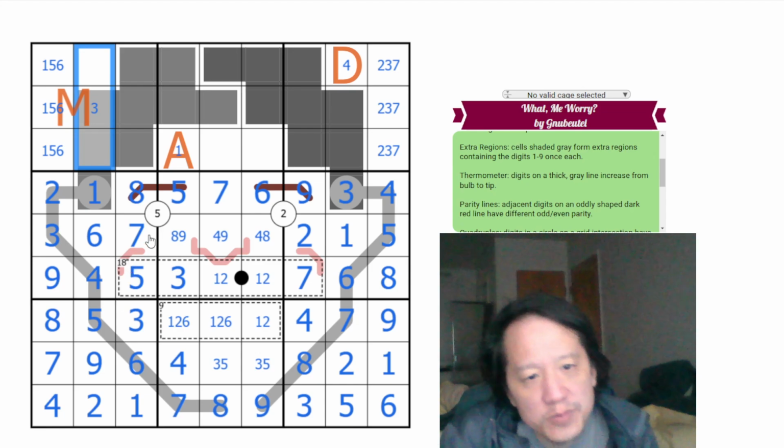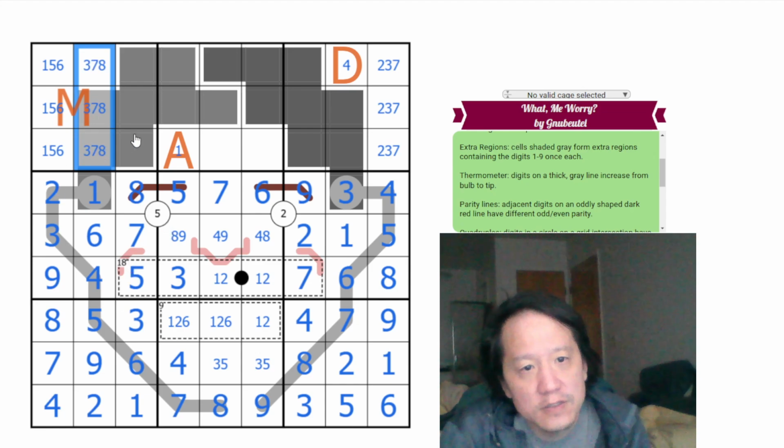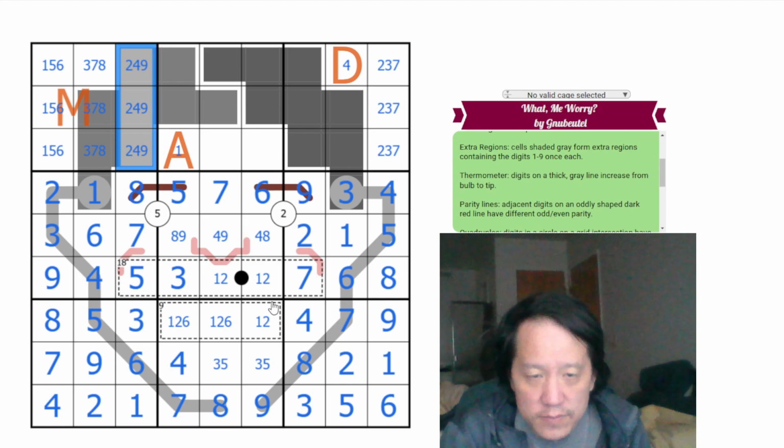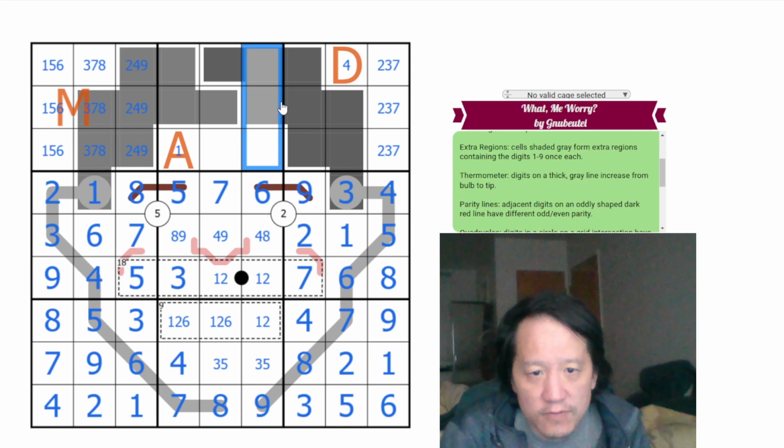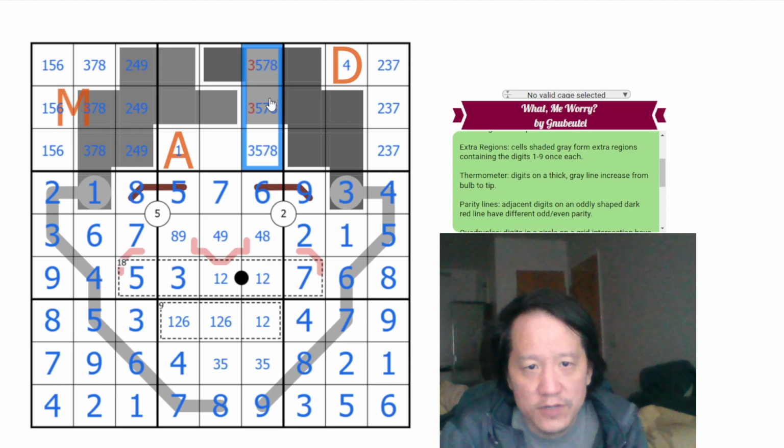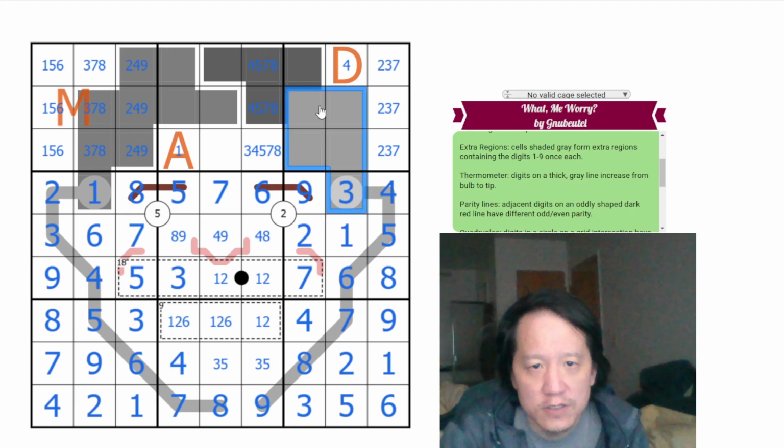This forms 3, 7, and 8. This is 2, 4, or 9. This cannot be 1 or 2, 6 or 9. So it has to be 3, 5, 4, 7, 8. Right, the 3 can't be here because of the region. So it's 3, 4, 5, 7, 8.